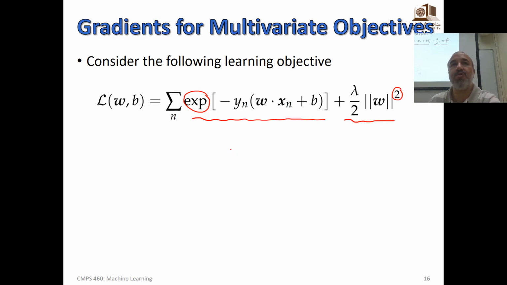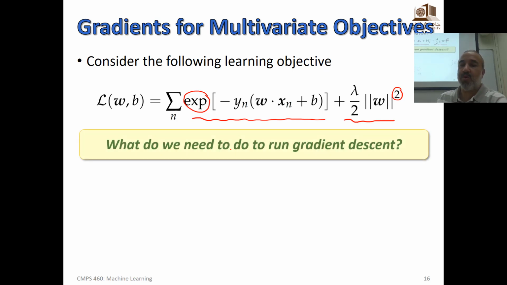If I want now to get a good linear model, I want to optimize this, what should we do? So now this is the loss function, and I want to optimize it, which means that I want to get good values of the parameters so that I can get a good model that will minimize the loss. Okay? What is needed now? What do we need to do to run gradient descent on this function?